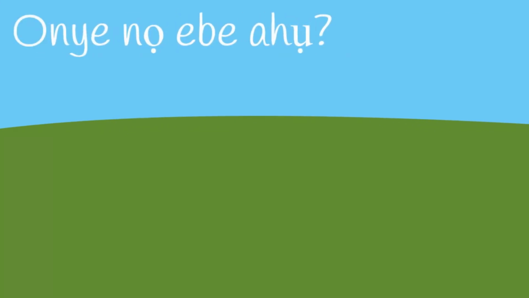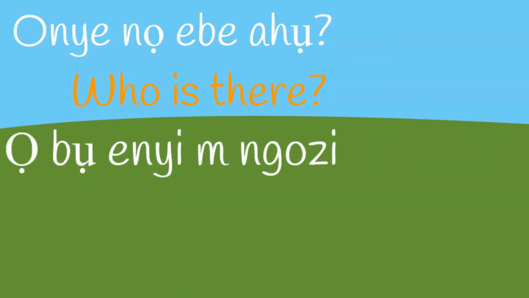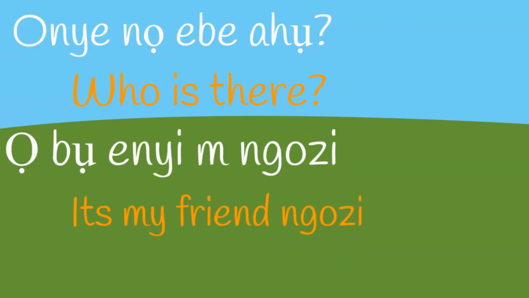Onye nọ ebe ahụ? Who is there? Ọ bụ enyi m Ngozi. It's my friend Ngozi. Enyi is friend. It's my friend Ngozi.